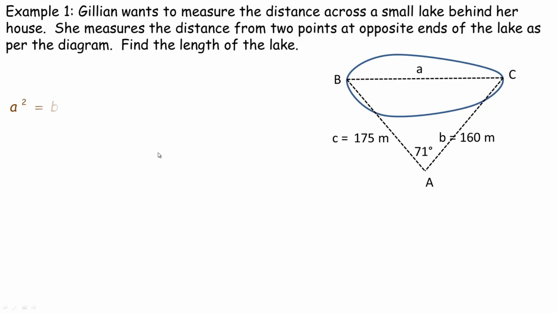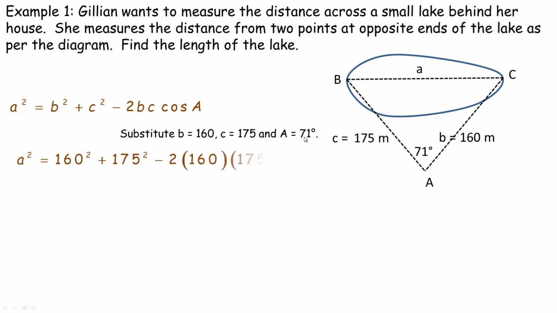So this is the version of the cosine law I want to use because I'm trying to find the A side. So a squared equals b squared plus c squared minus 2bc cos A. So the next thing I would do is substitute the 160 in for side B, the 175 for side C, and the 71 degrees for angle A. So that's what it looks like. Now, we just have to square this, multiply this all together.